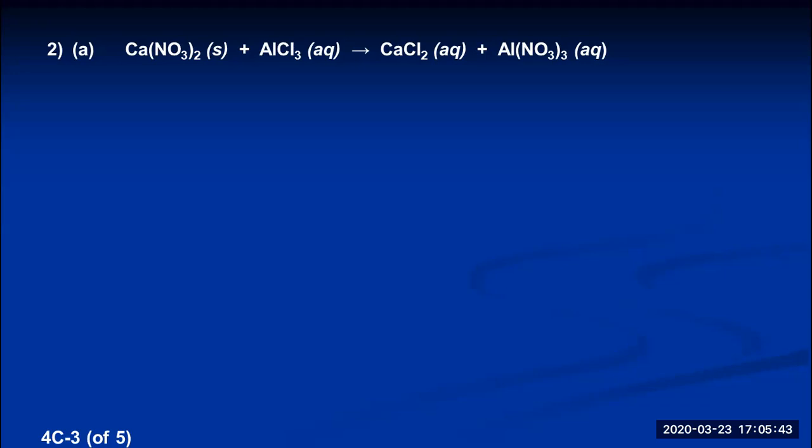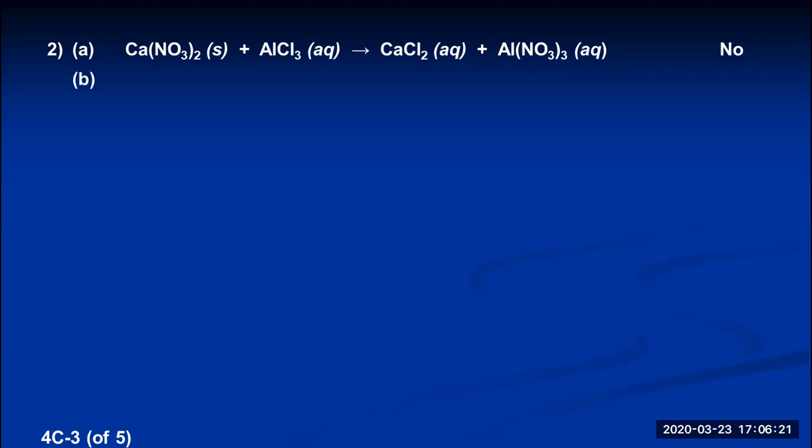For the first product, calcium chloride, Rule 3 says chloride ions never precipitate with any cations except silver, mercury 1, or lead. That means it will not precipitate with calcium, so calcium chloride would be a soluble ionic compound. For the aluminum nitrate, that's soluble based upon rule number 2. Nitrate ions never precipitate with any cations ever, so that would be a soluble substance also. So because we've switched the partners and we do not create a precipitate or water or a gas, that means that no reaction would occur if you mix the solutions of calcium nitrate and aluminum chloride.